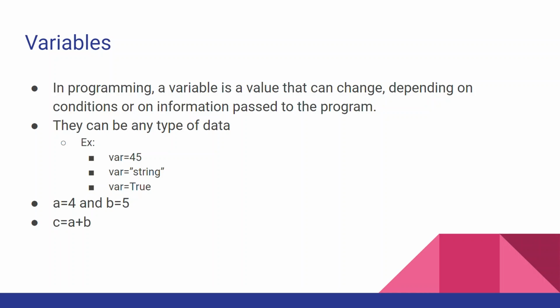Now we start talking about what are variables. In programming, a variable is a value that can change depending on conditions or on information passed to the program. So what variables essentially do is store a certain value. We can have basic values such as the number 45, or we can have a string, or even a boolean.